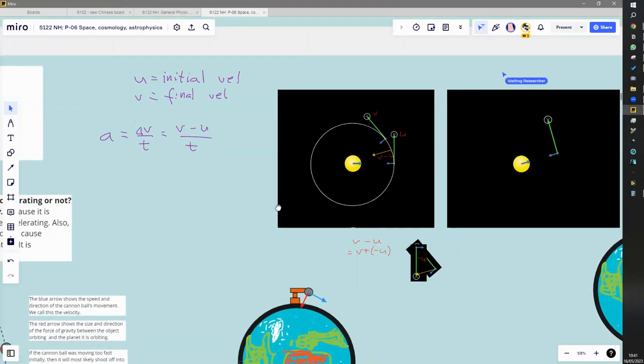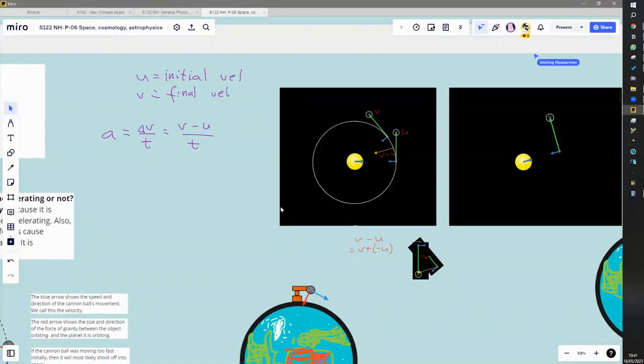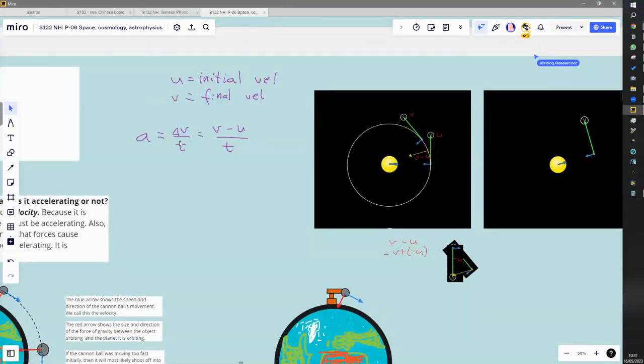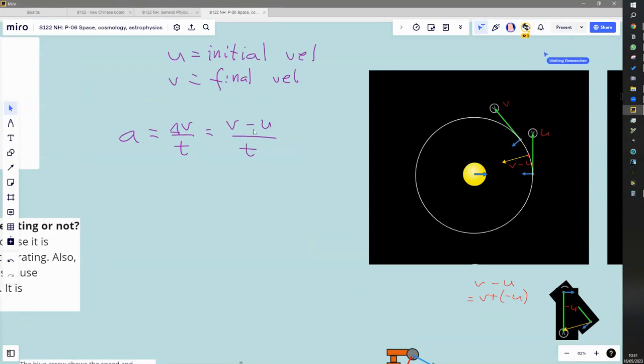But I think it's more powerful to understand it at a higher level, which is using the formula to actually show that not only is it accelerating, but also that the acceleration is towards the center of the circle. So we know that acceleration is equal to the change in velocity over time.